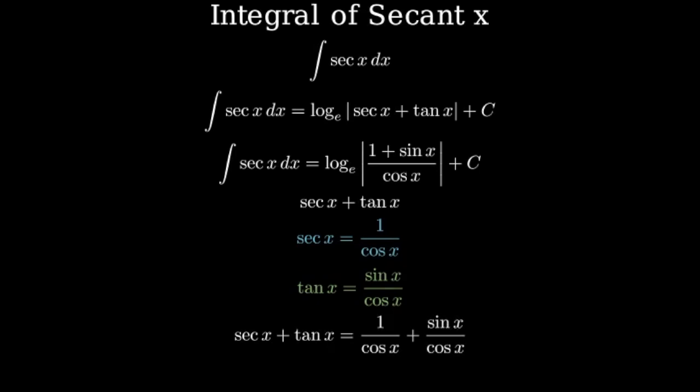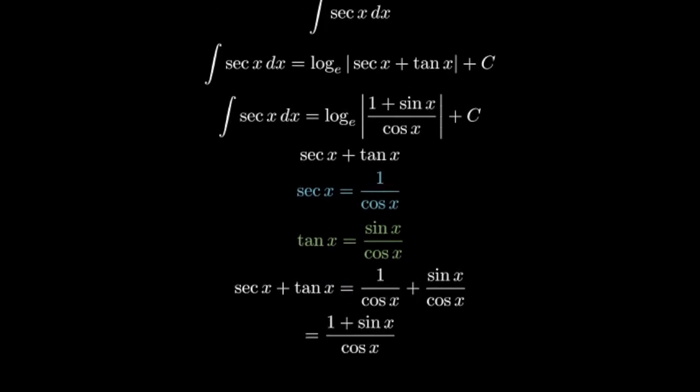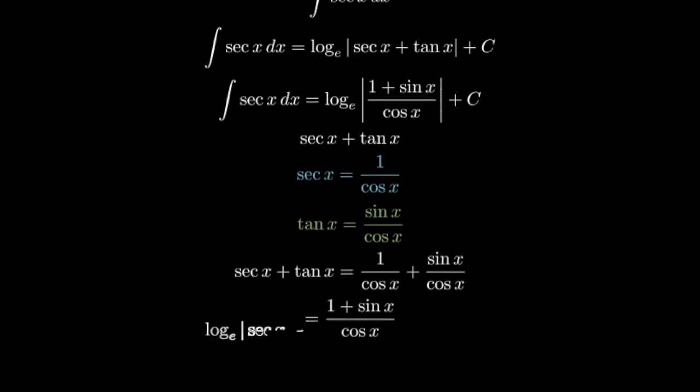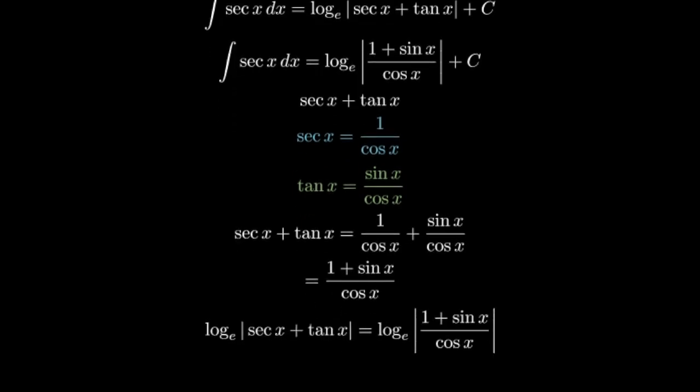These fractions have the same denominator, so we can add their numerators. This gives us 1 plus sine x all over cosine x. Therefore, when we take the natural logarithm of the absolute value of both sides, we can see that our two forms of the solution are equivalent.